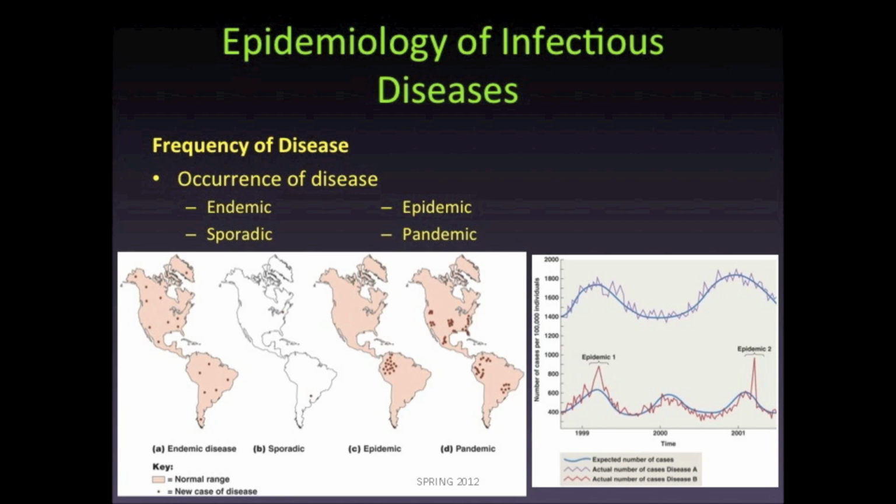A pandemic disease is one in which an epidemic disease occurs on more than one continent. AIDS is deemed a pandemic disease. The H1N1 flu, or swine flu, also became a pandemic in 2009.